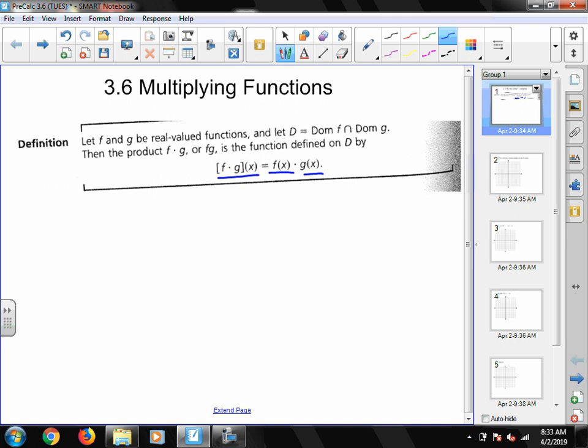Otherwise, it's really just going to be multiplying functions like you guys have seen before, either by just a number or by another function, and I'll show you how to handle those, but you guys can handle all those.